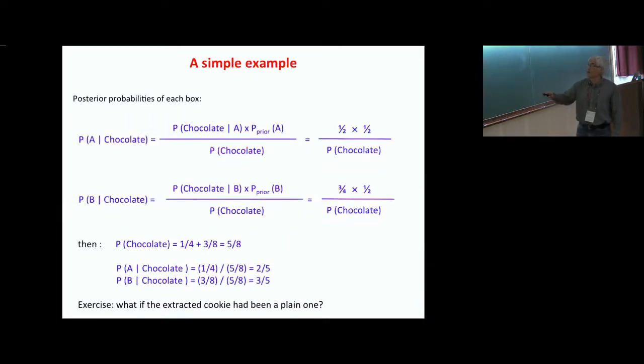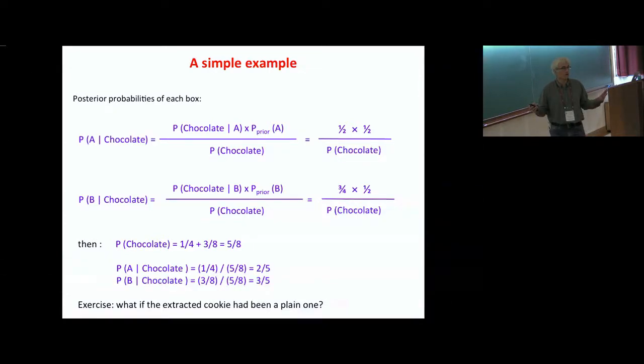So let's do the computation. I apply Bayes' formula. The probability of A, given the observation that we have a chocolate cookie, is going to be the product of the likelihood, probability of chocolate given A, times the prior of A, which is 1/2 and 1/2, over the denominator, which I don't know. Same thing for B given chocolate. Using the same formula, I have 3/4 times 1/2 over the denominator. Of course, these two probabilities should sum to 1, so that allows me to compute the denominator. If you compute it, you find 5/8. Now I can put back the denominator here, and I get 2/5 for the probability of A and 3/5 for the probability of B.